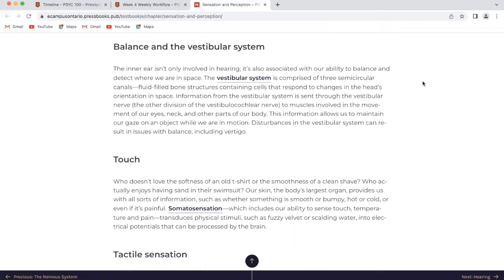Information from the vestibular system is sent through the vestibular nerve to muscles involved in the movement of our eyes, neck, and other parts of our body. This information allows us to maintain our gaze on an object while we are in motion. Disturbances in the vestibular system can result in issues with balance, including vertigo.